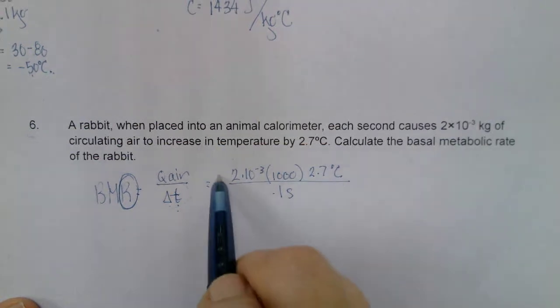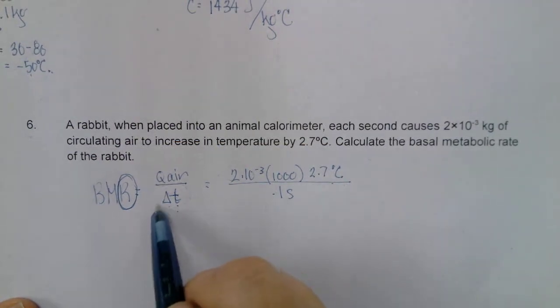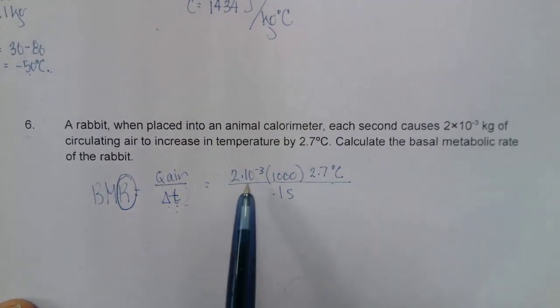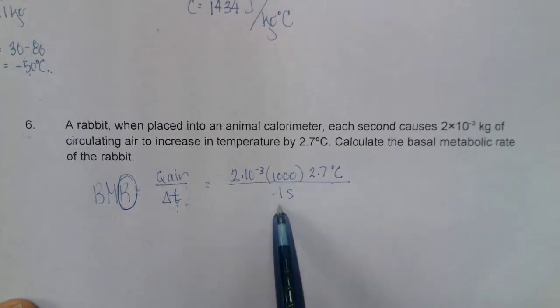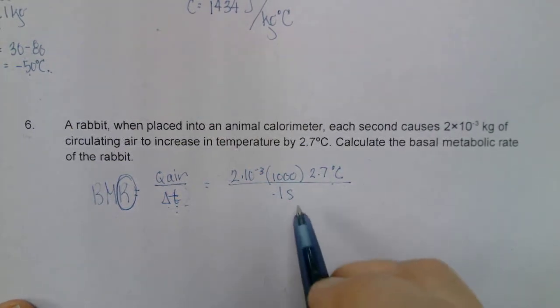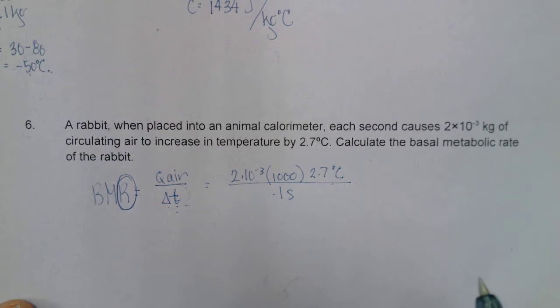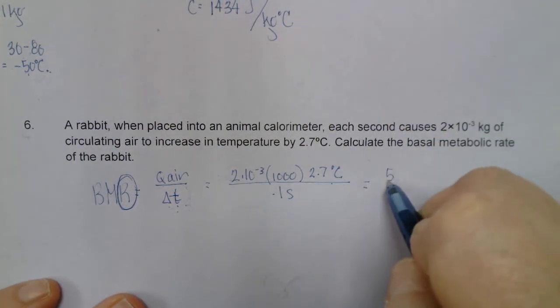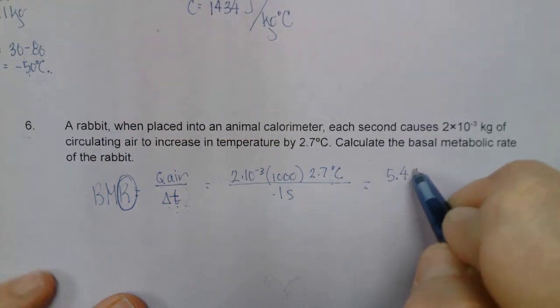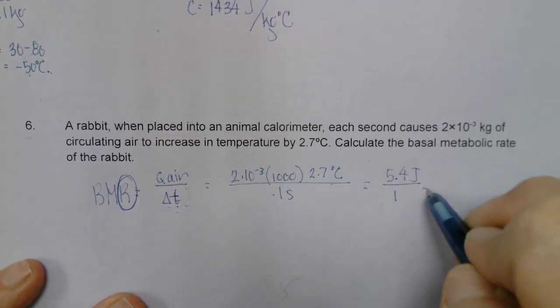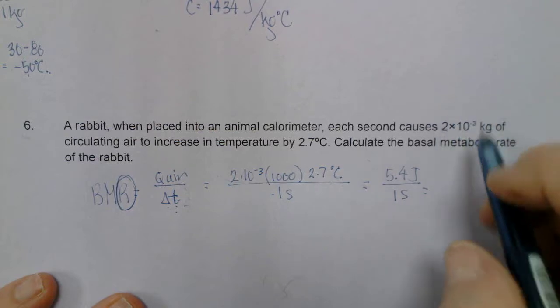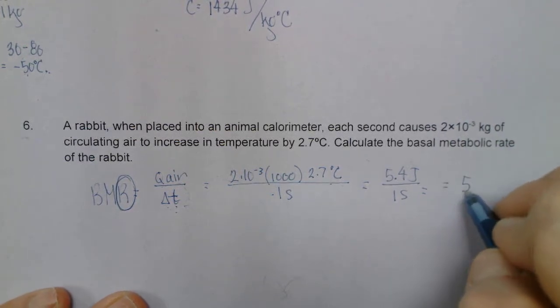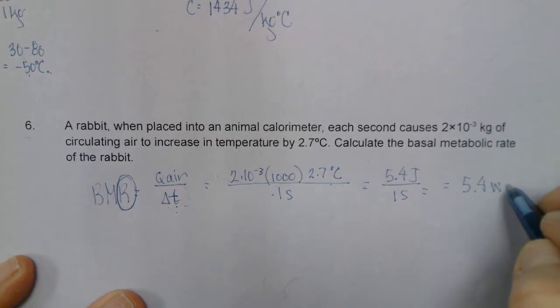I apologize for that. The first one, it's not temperature, it's time. So the top is mcΔT. The bottom is my time, not my temperature, which is 1 second. So what you end up having is 5.4 joules all over 1 second. A joule per second is a watt, so you end up with 5.4 watts.